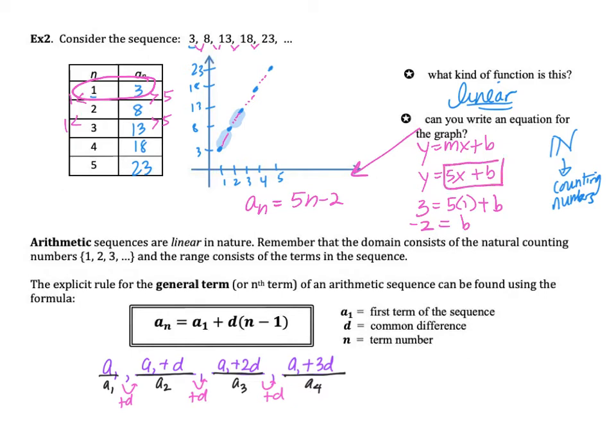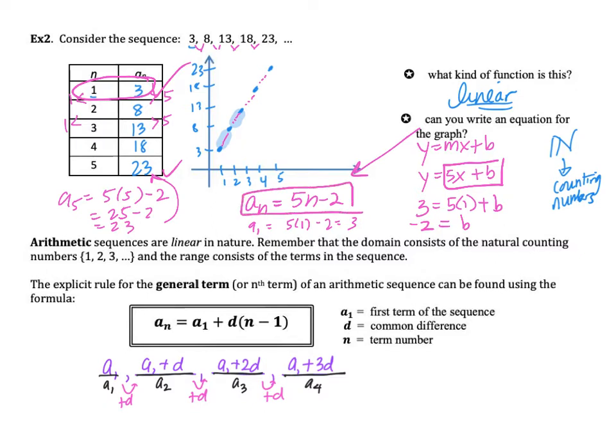So let's check. If I plug in a 1, I'm going to get 5 times 1 minus 2. It equals 3. Yep, that works. If I plug in a 5, I'm going to get 5 times 5 minus 2. That's 25 minus 2, which is 23. Yep, that works. So this is the equation of that sequence.